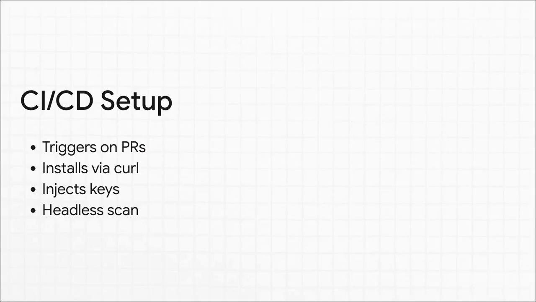See, Strix isn't just a manual run-it-once-a-year tool. It thrives as a fully automated part of your CI/CD workflow. By just dropping a simple YAML file into GitHub Actions, you can have Strix perform a headless security scan on every single pull request. It checks out the code, installs via curl, securely grabs your API keys through GitHub Secrets, and runs a scan before any flawed code ever touches production.